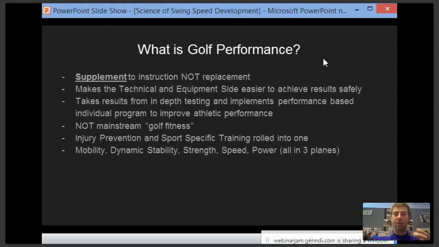If you're training with true golf performance, you're going to reduce your chances of injury. It's going to be very specific to your golf game. It's going to increase your club head speed, those sorts of things. You should have in a golf performance program mobility. There should be dynamic stability, strength, speed, power, and we should do it in all 3 planes. So if you're working out here, everybody hates 3-way lunges, going to the side, going backwards, going forwards.